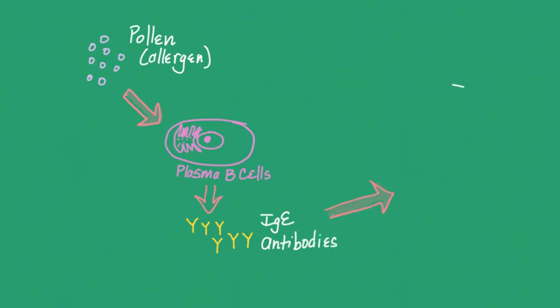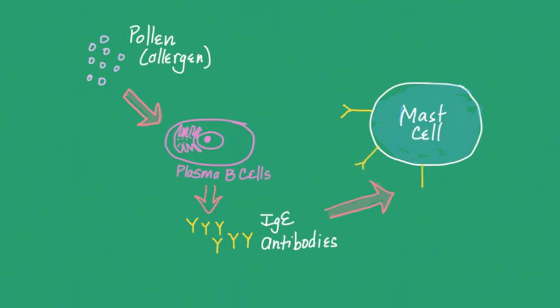These IgE antibodies are attracted to mast cells. If you remember, mast cells are the cousins of basophil. So here's the mast cell shown in blue and white. And these antibodies attach themselves to these mast cells. This happens when the immune system is exposed to the allergen for the first time. So this is the initial exposure to the allergen.